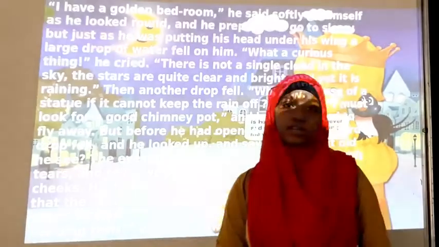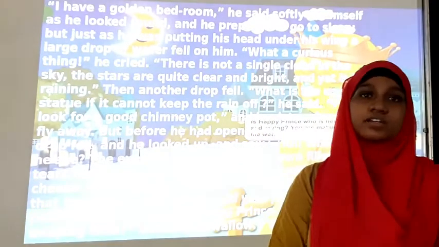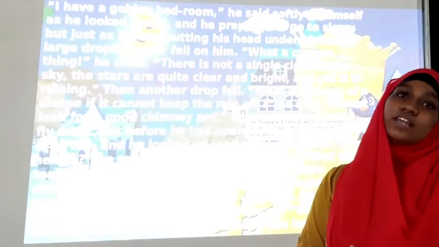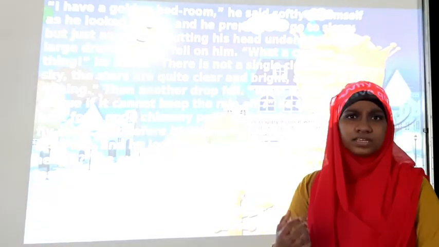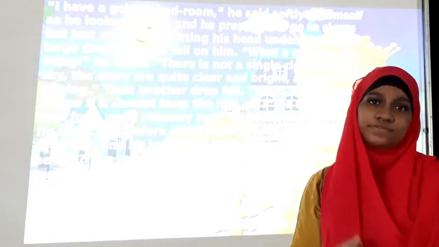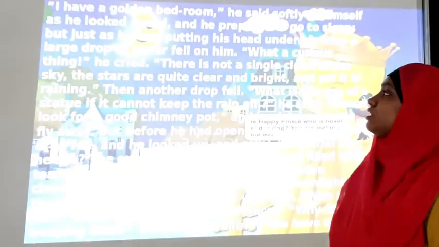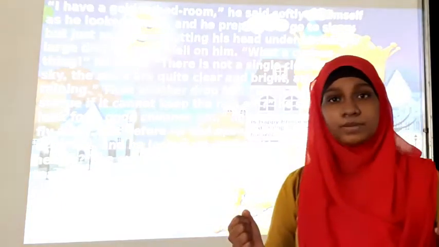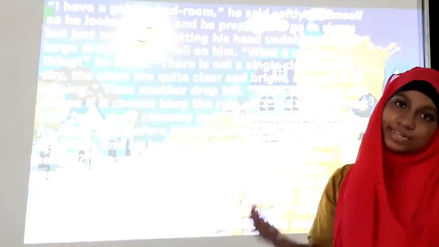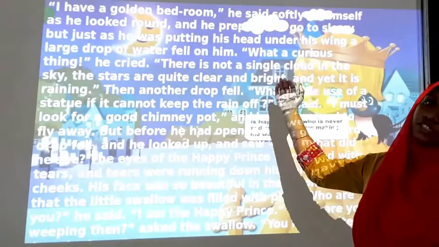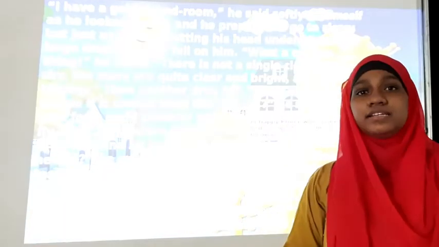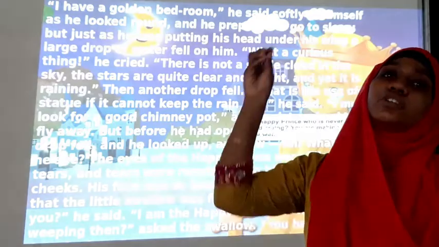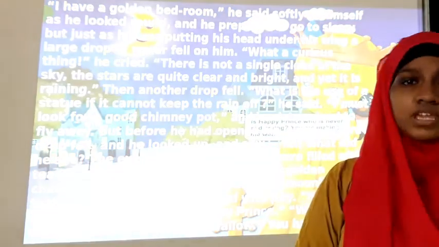So what happened? As he was just preparing to sleep on the feet of the statue, the swallow was thinking that some drop of water was falling on him. So he was putting his head down into his wings. We can say when a bird sleeps, the head will be inside the wings, like that. The bird was also putting his head inside the wings and going to sleep, but at the same time, a drop of water fell on the bird.